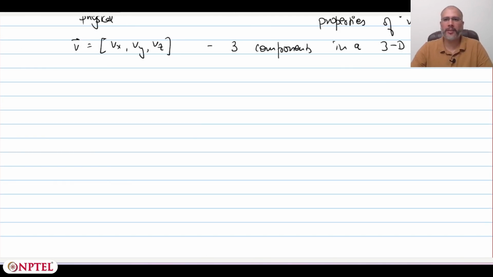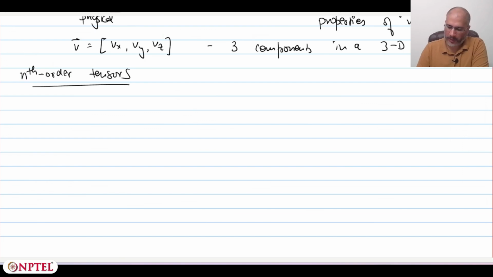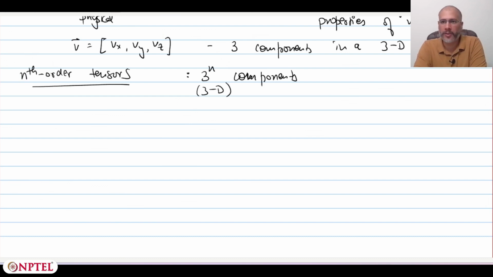So now that we understand the zeroth order tensors, which are scalars, and the first order tensors, which are vectors, let's move on to nth order tensors, and let's generalize that completely to an nth order. An nth order tensor requires 3 to the power of n components to describe it. Of course, in the 3D world that we're talking about. For example, in vectors, we had 3 components. That's 3 to the power of 1.